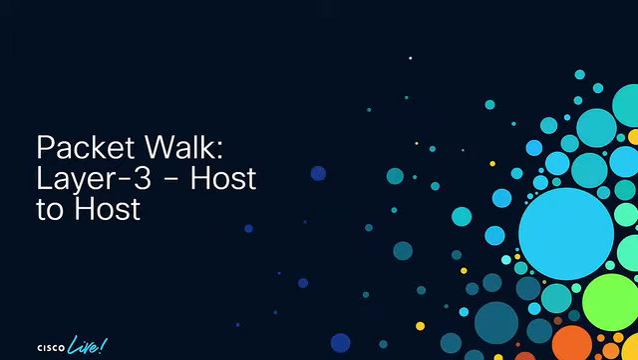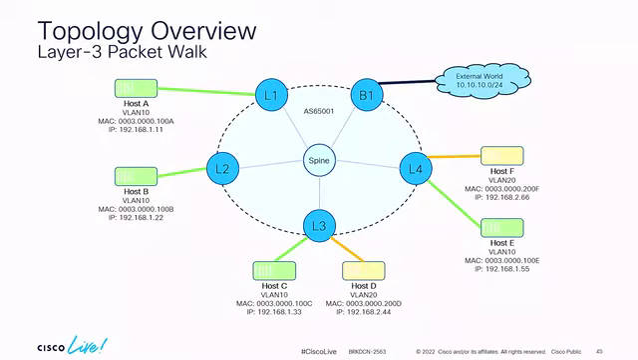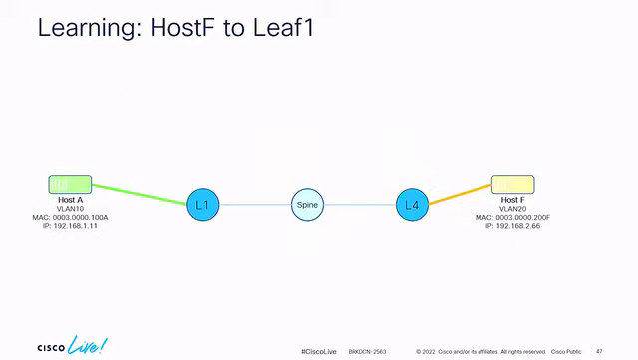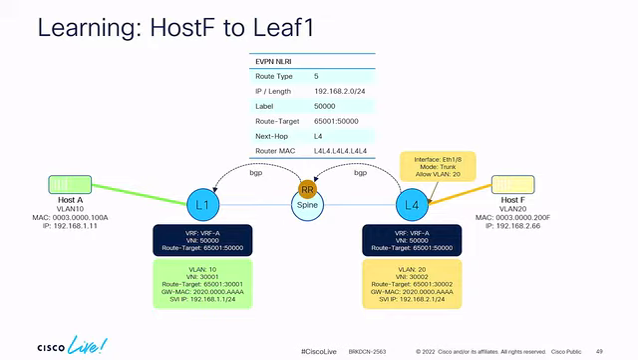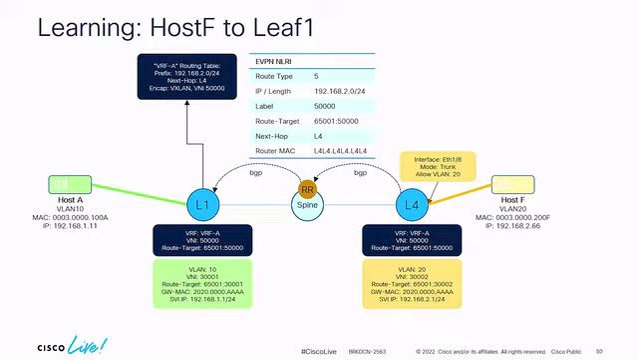Now, given we did a layer 3 packet walk, this is exactly the same. Now it's just host to host. It's L1 to L4. We have again the learning part. So we have a learning on the L4 for host F. There's an Ethernet interface. We do ARP and all of that, so we learn the host locally. Similarly, we advertise the type 5 for the subnet route, and then we learn that subnet route on leaf 1.